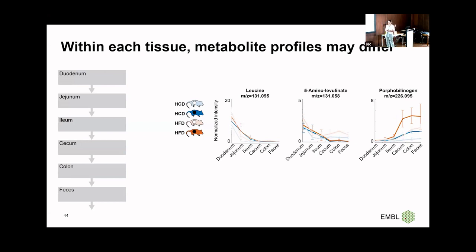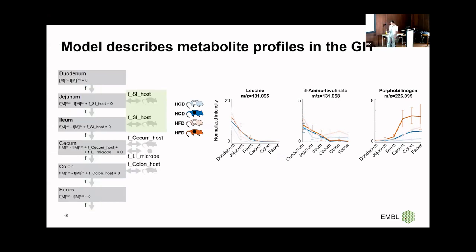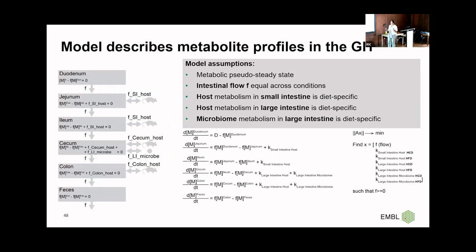So we came up with a very coarse-grained intestinal flux model that assumes that metabolites are propagating down the gastrointestinal tract with a constant flow F. And they can be exposed to host metabolism parameters in the small intestine and in the large intestine. And in the large intestine, we assume that apart from host metabolism, those metabolites can also be modified by microbial metabolism. And in this case, our model assumes the metabolic pseudo-steady state, which is a strong assumption, but the one we had to make.